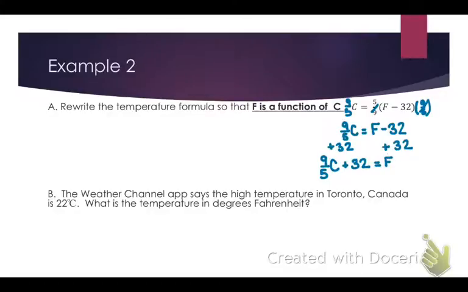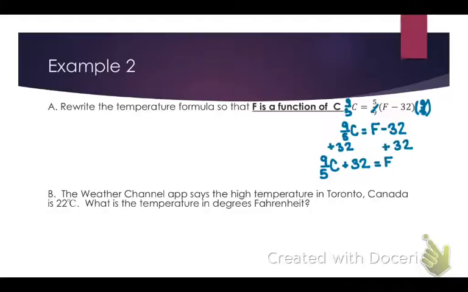Now, F is written as a function of C. Sometimes students like to rewrite it so that F is on the left side, which I'll do for the second part. The second part says that the Weather Channel app says that the highest temperature in Toronto, Canada is 22 degrees Celsius. What is the temperature in degrees Fahrenheit?